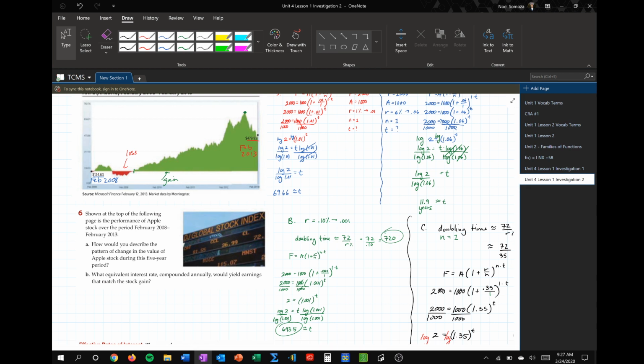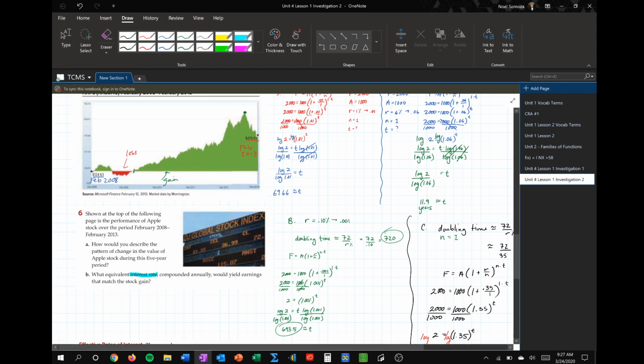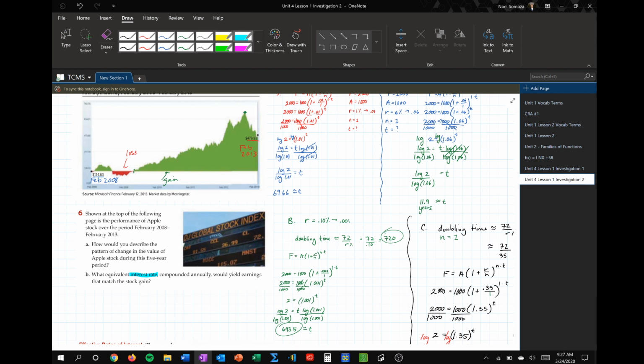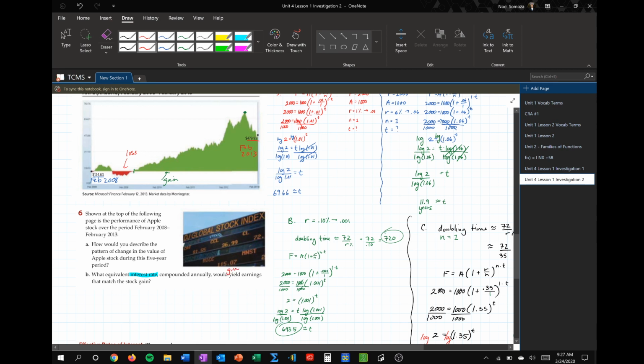And so now for part B, it's asking what equivalent interest rate compounded annually would yield earnings that match the stock gain. Okay, so they're asking quite a lot here, but what interest rate, right? That's the question that you're being asked to find. What interest rate, okay, would yield? Okay, would yield would mean like would give. Okay, so yield is the same thing as what would give you those earnings, right?